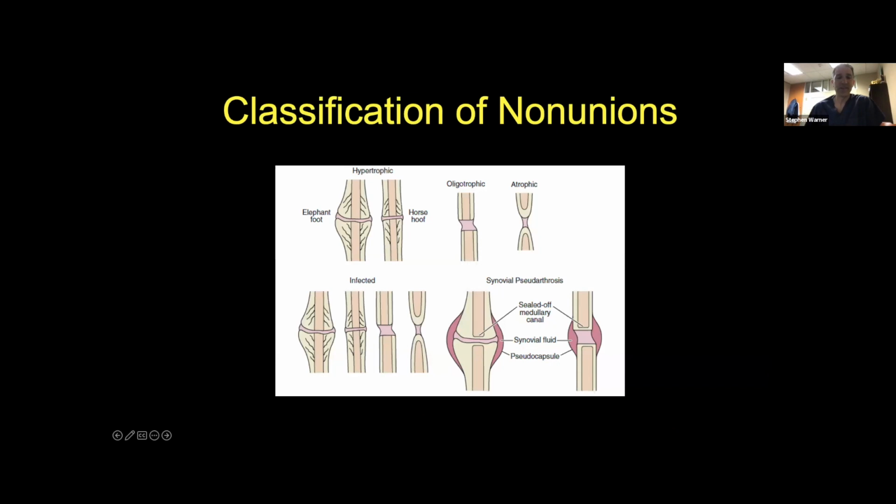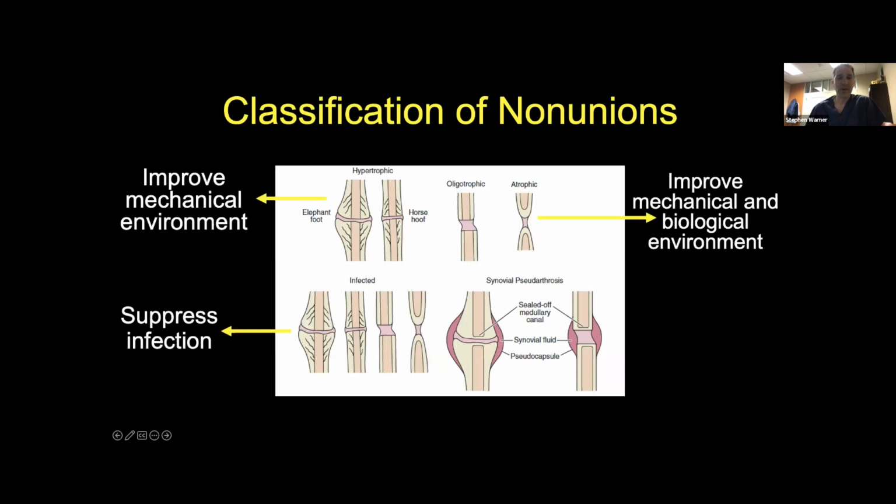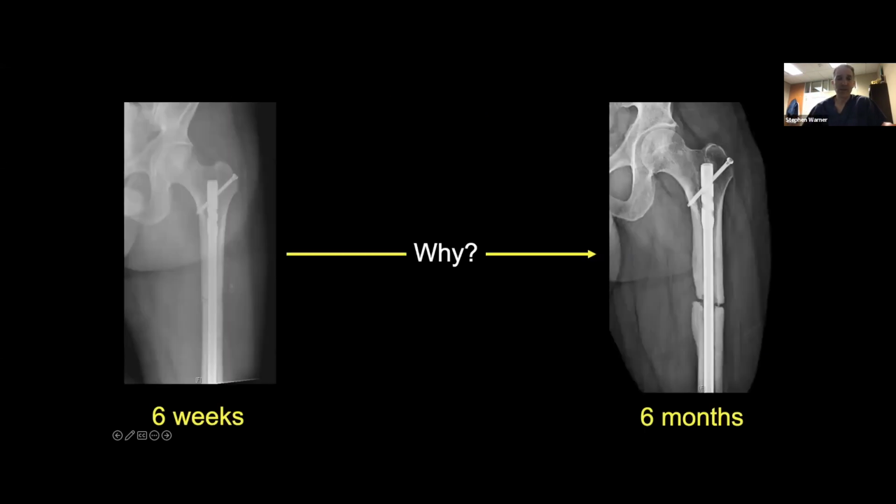This is just emphasizing what Dr. Akers showed at the beginning, the classification of non-unions. The reason why this is important is because this can often dictate what we do for some of these complex problems. We can simplify it into this classification. This helps guide some of the treatment in general: with hypertrophic non-unions, to improve the mechanical environment, whereas in more oligotrophic and atrophic, we have to consider other things that may be improving the biological environment, then obviously with infections, to be able to suppress the infection.